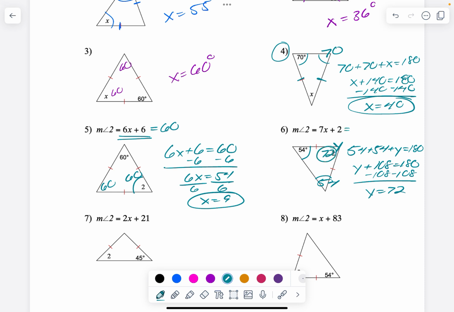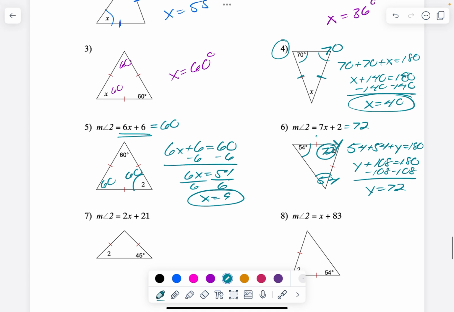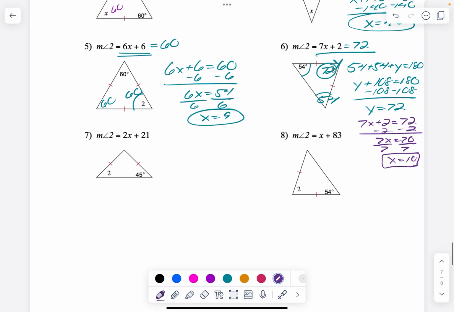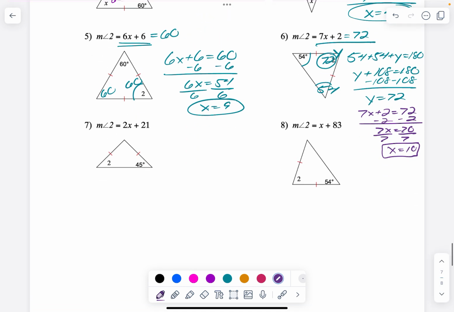So now we have to, isn't this fun? Now we have to write that equation. So we know that that angle is 72, and so now we can solve for x. So we're going to do 7x plus 2 equals 72, minus 2, minus 2, 7x equals 70, x equals 10. Whoa, that encroached on the other one. But that's okay, I've got lots of space underneath. All right, so this one, not so bad.